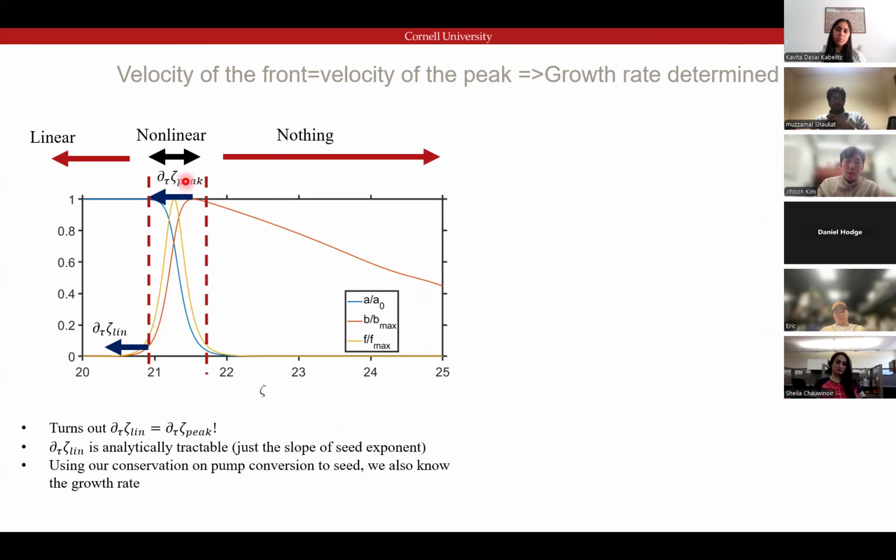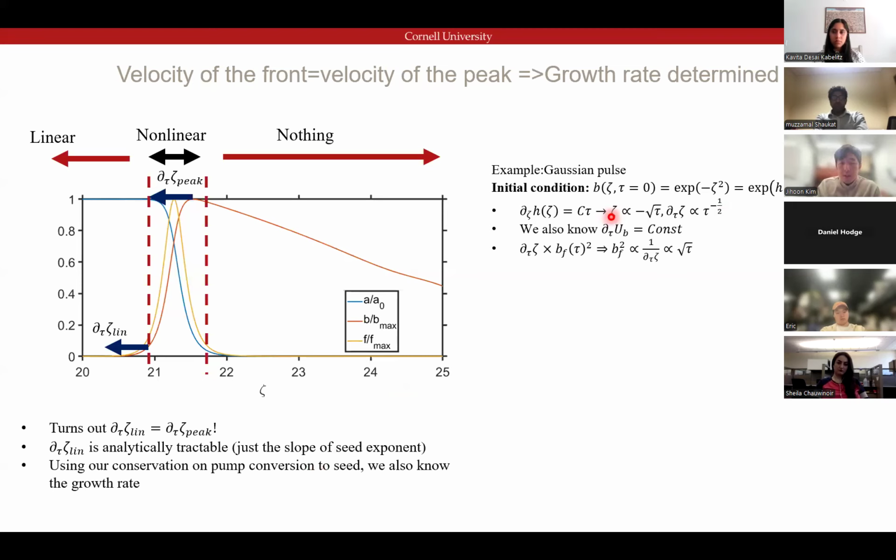So we just described the nonlinear part growth, and we just said the peak motion, if we knew how fast the peak moves, then that would give us the complete growth rate. It turns out that the linear part's velocity and the peak velocity are identical. And this part I just said is analytically tractable. It's just the slope of the seed exponent. So using our conservation law, we also know the growth rate.